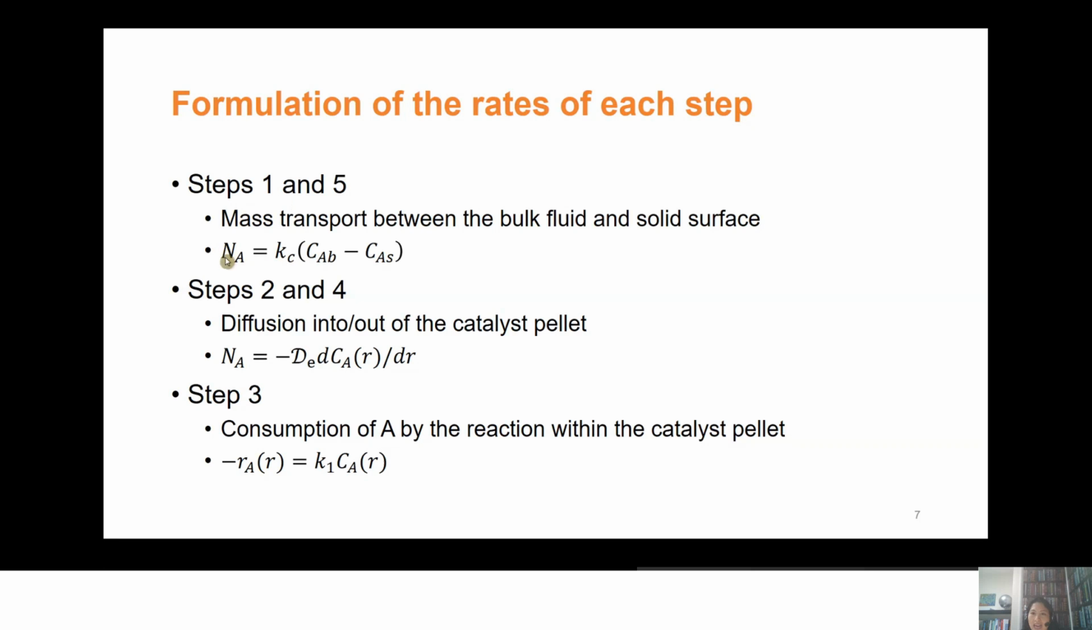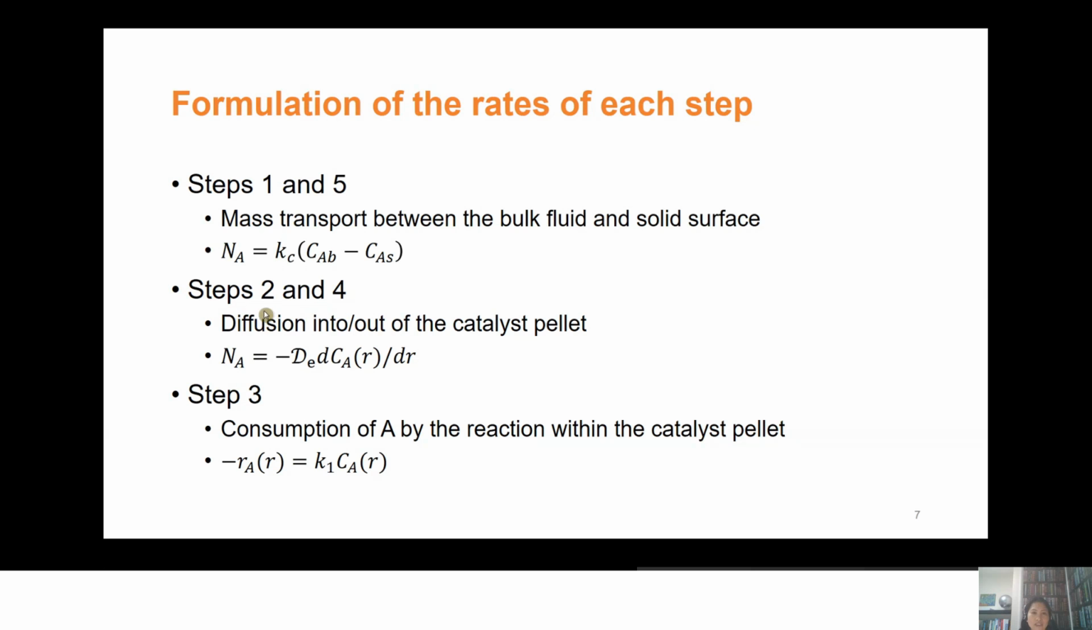So we can write the flux of A to the surface of the pellet. We will denote the flux as Na. This is equal to the mass transfer coefficient Kc multiplied by the driving force. The driving force is the bulk concentration, CAB, minus the concentration of A at the surface of the pellets. This is for the flux of the reactant, but you can also write one for step 5, for the product. Just replace A with B.